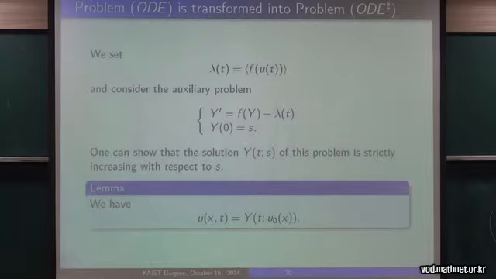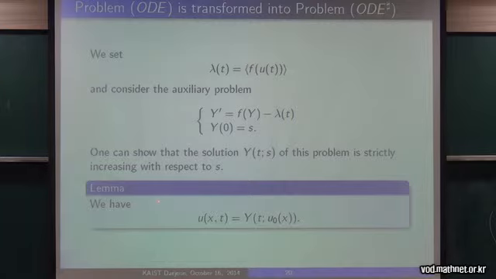So first of all, consider again our non-local ODE. We set lambda of t equals average of f of u of t, and consider just this problem. This is a standard ODE, just non-autonomous because we have lambda of t here. So y prime equals f of y minus lambda of t, and y of 0 equals s. And one can show that the solution y of t and s of this problem is strictly increasing with respect to s.